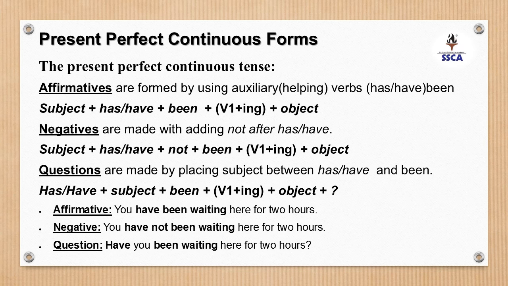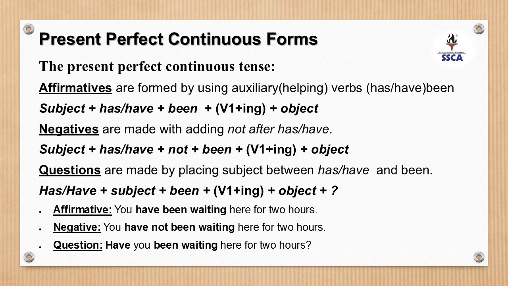Now see example number 1 for affirmatives. You have been waiting here for 2 hours. Here, I have placed have been after the subject and I used first form of verb with ing. Now, in negative, I have written you have not been waiting here for 2 hours. I have placed subject before helping verb and not between have and been. And then I used verb's first form with ing.